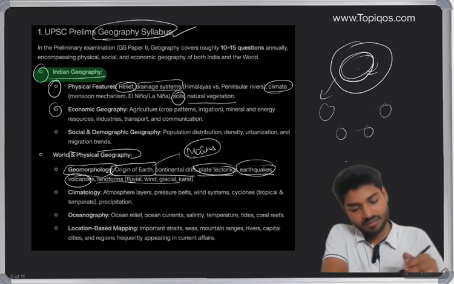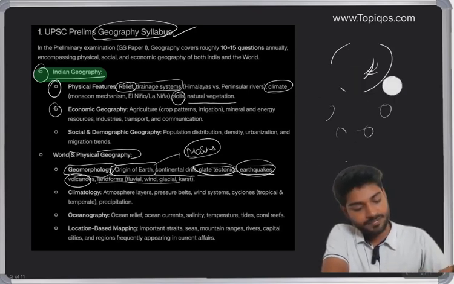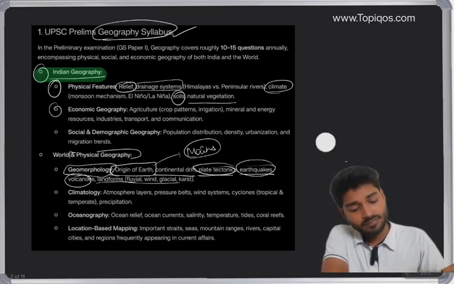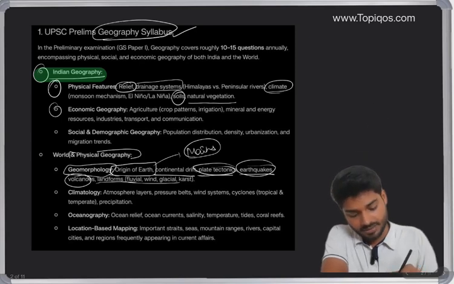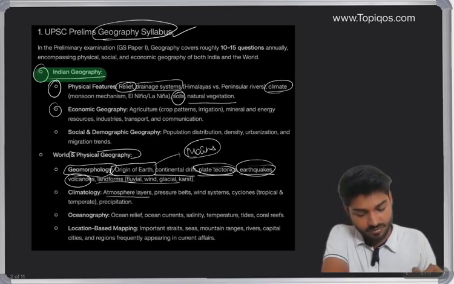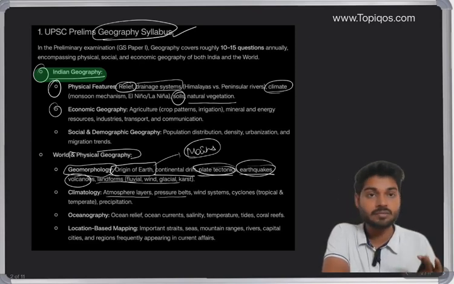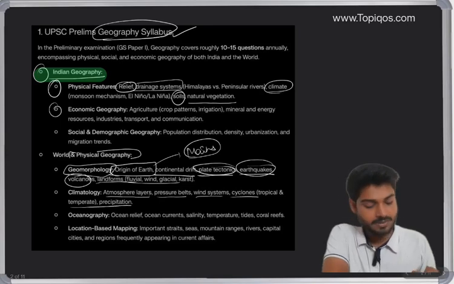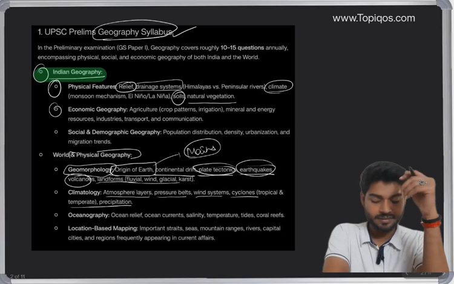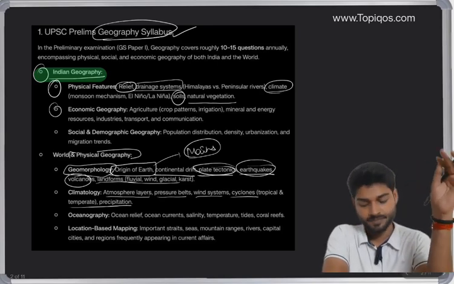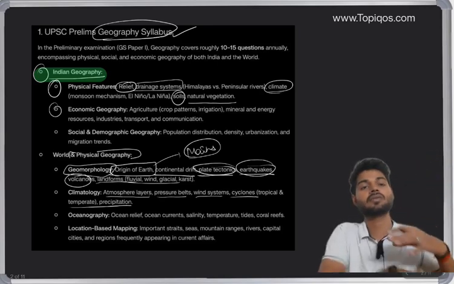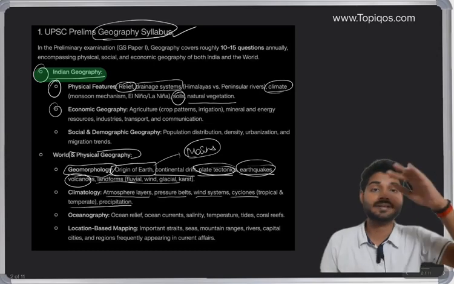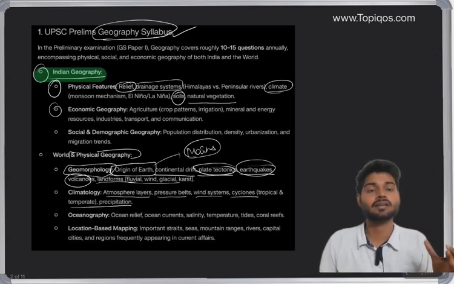Then we are moving to climatology, the climate, the atmosphere related. We are going to study the atmospheric layers, pressure belts, wind systems, cyclones, temperature, tropical and temperate, and precipitation. So basically, climatology is the whole phenomena that we study about the upper surface of the Earth, the air based.